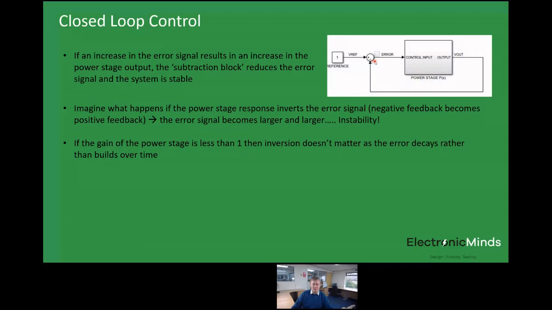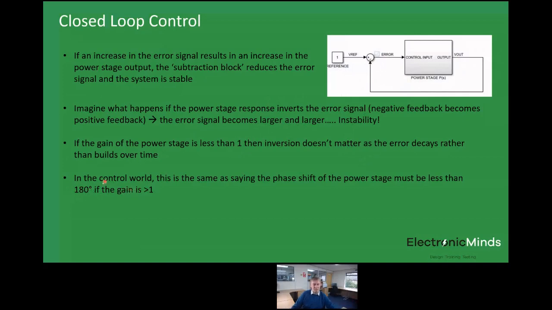So the way to think about that in the world of control theory is the same as saying that the phase shift of that power stage block must always be less than 180 degrees if the gain is greater than 1. 180 degrees phase shift essentially is inversion. So if we have inversion and gain is greater than 1, we have instability.